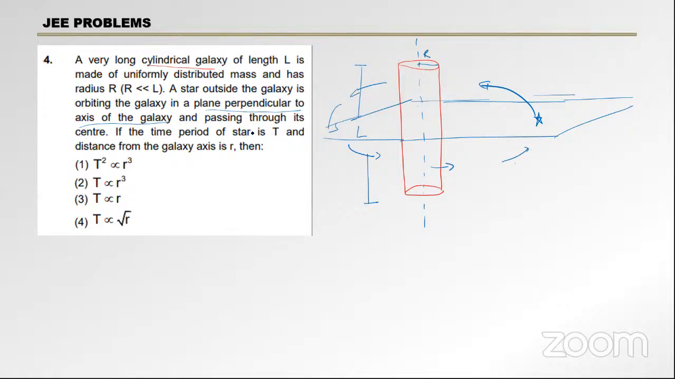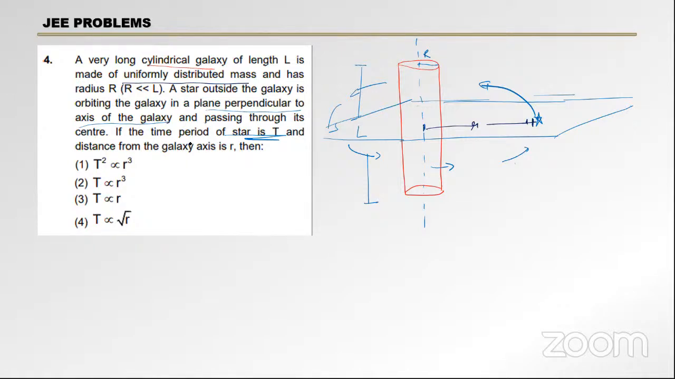Now, the time period of the star is T, the time period is given, and the distance of the star from the galaxy axis is r. Then we have to find the relation between time and this r. Okay. So when this star is rotating, it will be in the field of this cylinder, right? Because it is made up of uniformly distributed mass.